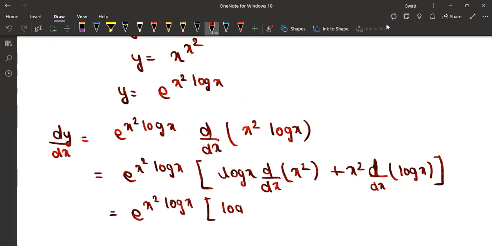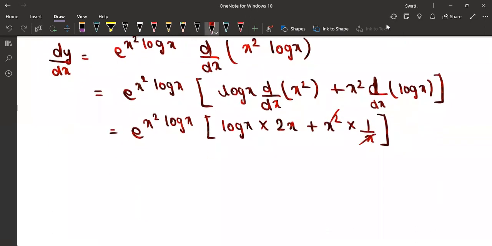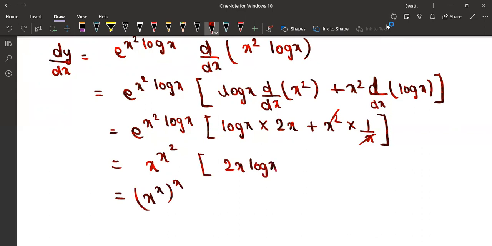And now this will become e raised to x square log x as it is. Here we can write log x times the derivative of x square. Using the formula of x raised to n, it will become simply 2x, plus x square as it is, times the derivative of log x, which is 1 over x. Now clearly this x and this will get cancelled. So what is the final answer that we are getting? Of course, we can write this as x raised to x square, which is same as x raised to x raised to x only. Okay, I've written that step also. This will become 2x log x, and then here we are getting just plus x, right?